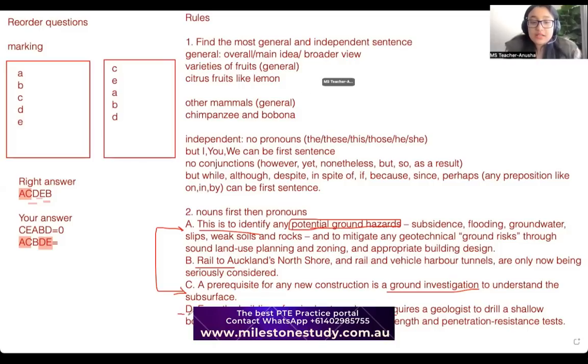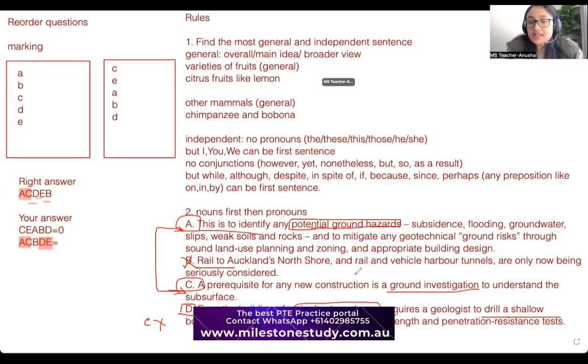Now look, D is also talking about construction, but this is an example of a single story house. So they are saying we need to know these potential ground hazards. Even in a single story house, we need to drill a bore hole so that we can know the penetration resistance and we can know the shear strength. Okay, so this is an example which comes later on. First sentence is this one. Okay, then second sentence is this one. B does not relate to anything. I just tried to confuse you guys.